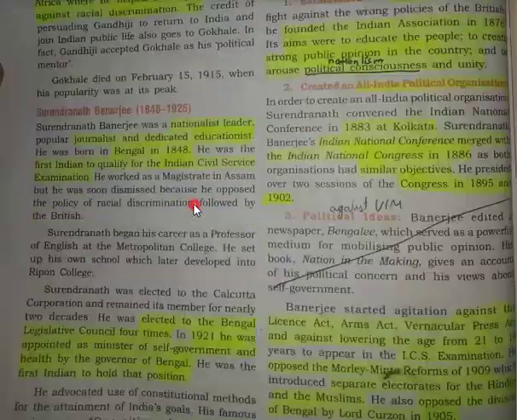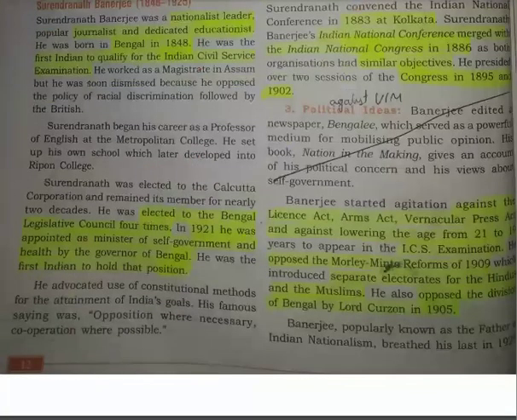Then political ideas. This is simple and important. The first thing is that he went against, started agitation completely against the License Act, Arms Act, Vernacular Press Act, against the lowering of age from 21 to 19 years to appear in the ICS examination.